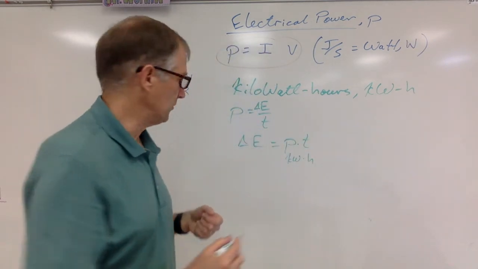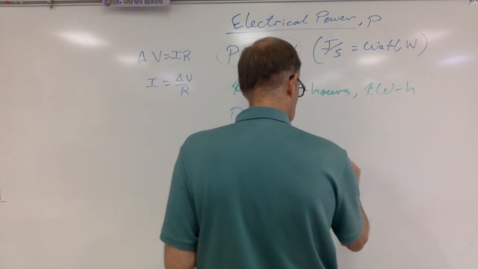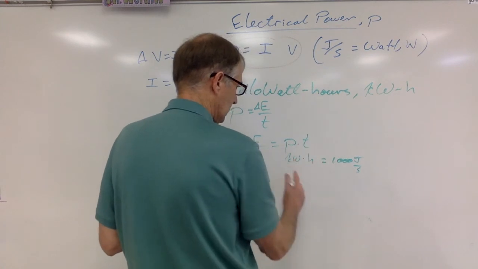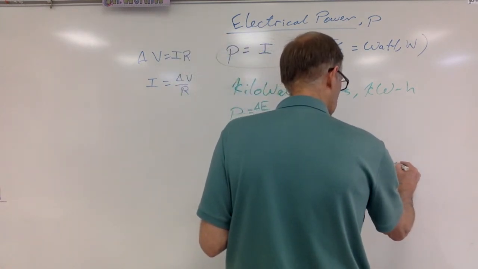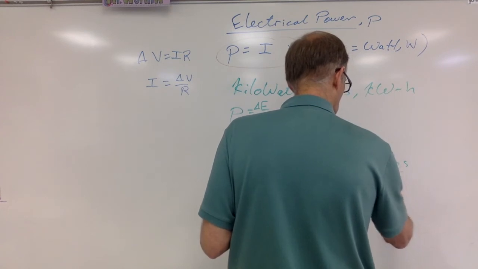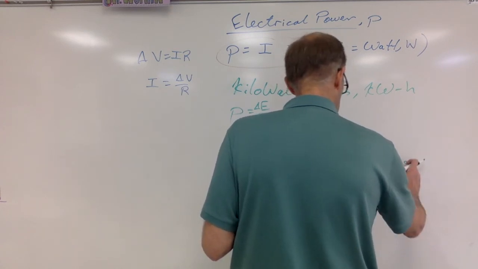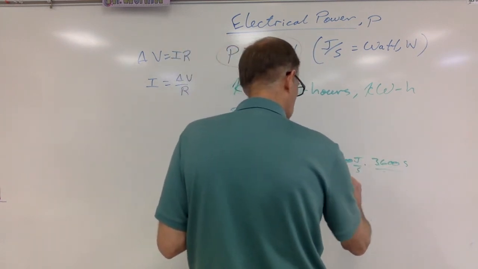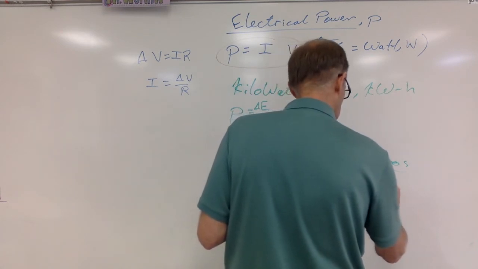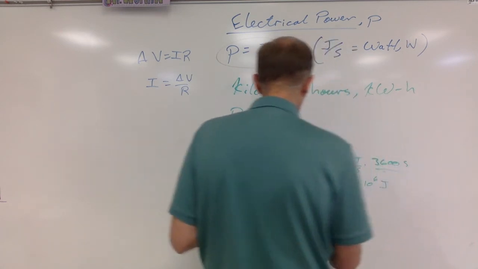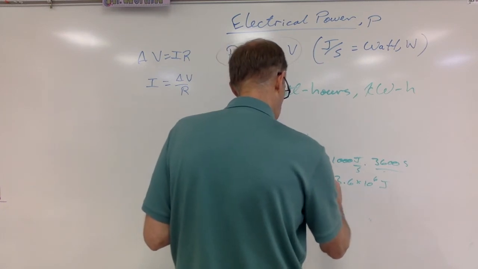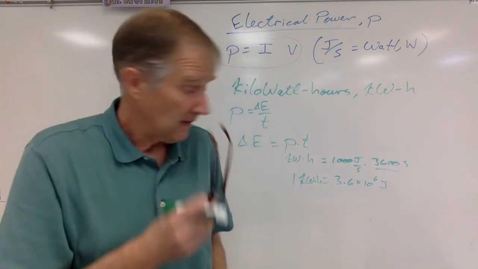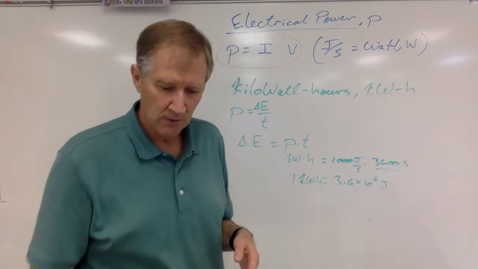Well, how many joules is that? A kilowatt, again, is 1,000 watts, which is 1,000 joules per second. Kilo, 1,000. And an hour is 3,600 seconds. So that's 1,000 times 3,600, which is 3.6 million joules. So 1 kilowatt hour is 3.6 million joules. And this is the energy unit that the power companies use.